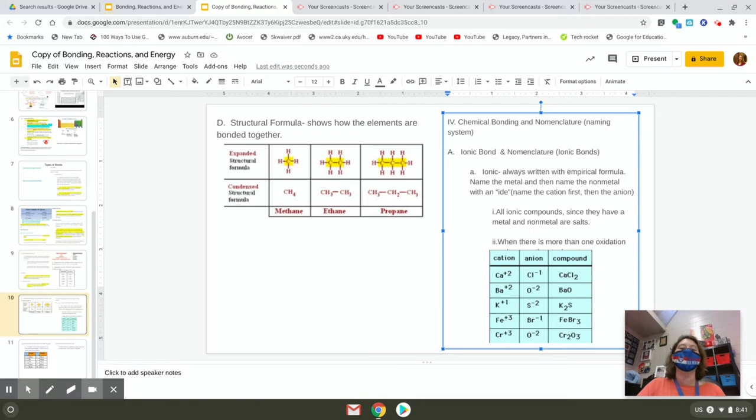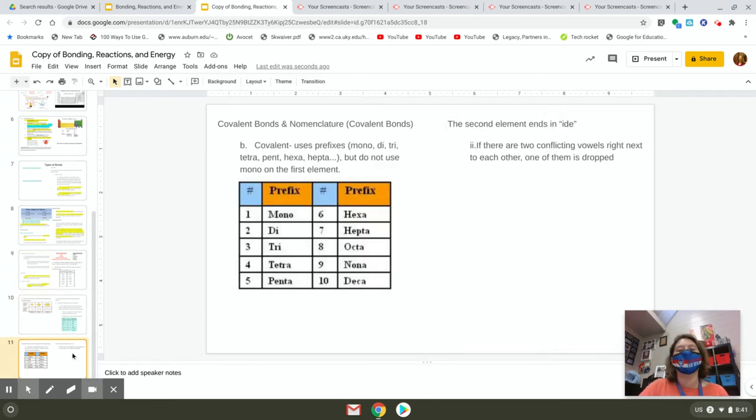Okay, so now we're talking about how things are named based on the types of bonds the molecules have. And again, there's nothing really to highlight there. Those are things we're going to go over, but nothing that I expect you to memorize and remember forever and ever. Slide 11.